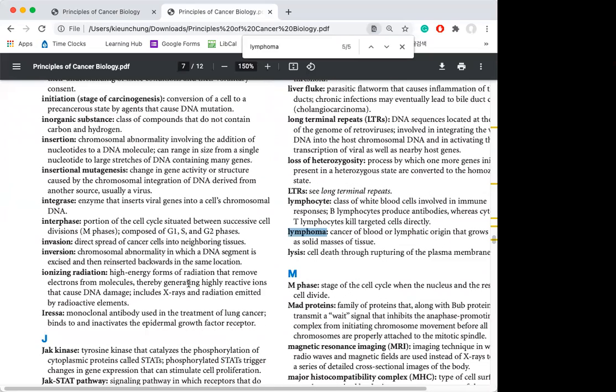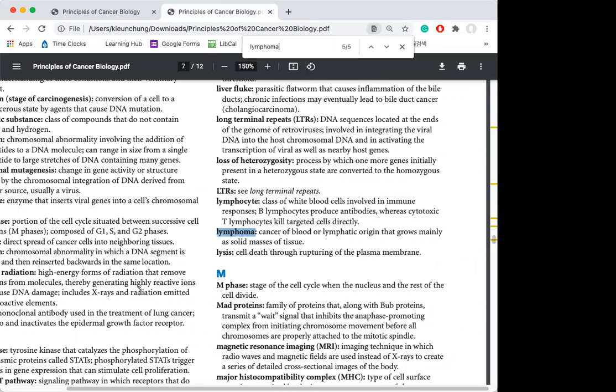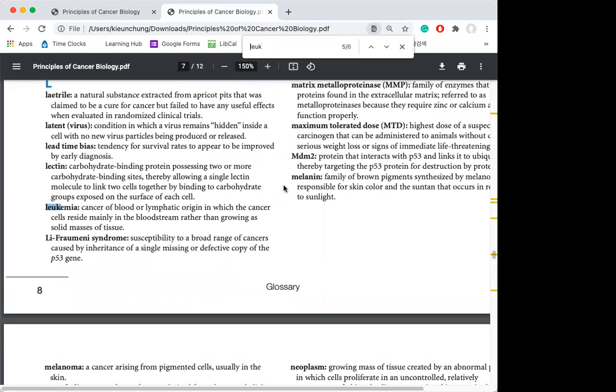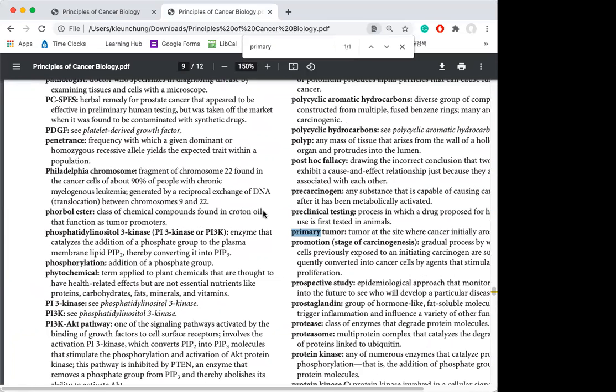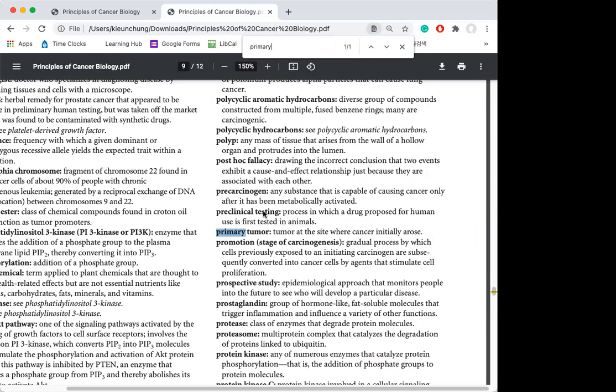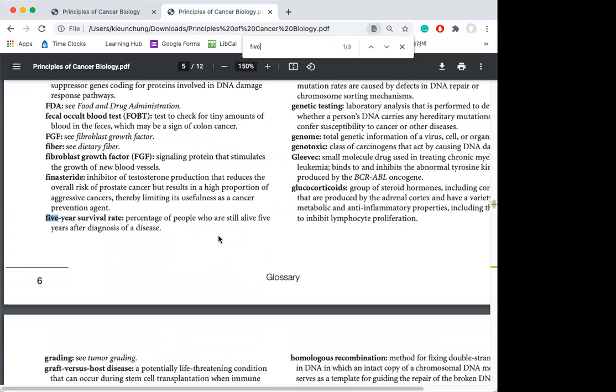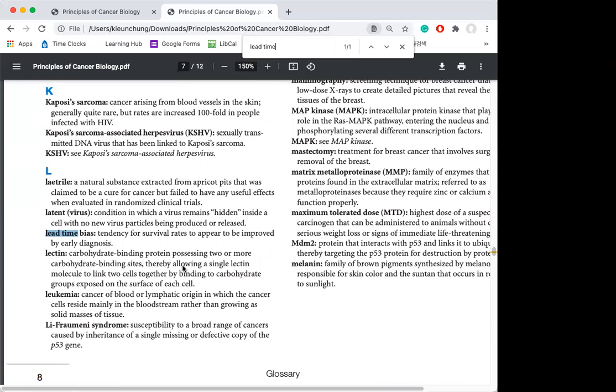Lymphoma: cancer of blood or lymphatic origin that grows mainly as solid masses of tissue. Leukemia: cancer of blood or lymphatic origin in which the cancer cells reside mainly in the bloodstream rather than growing as solid masses of tissue. Primary tumor: tumor at the site where cancer initially arose. Five-year survival rate: percentage of people who are still alive 5 years after diagnosis of a disease. Lead time bias: tendency for survival rates to appear to be improved by early diagnosis.